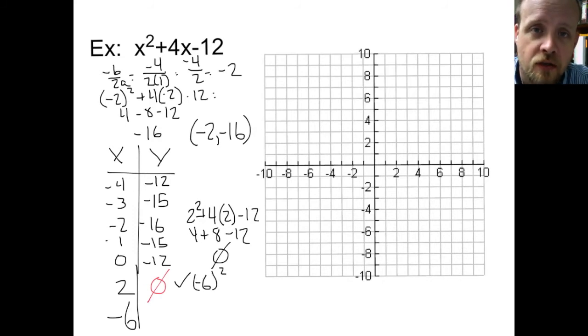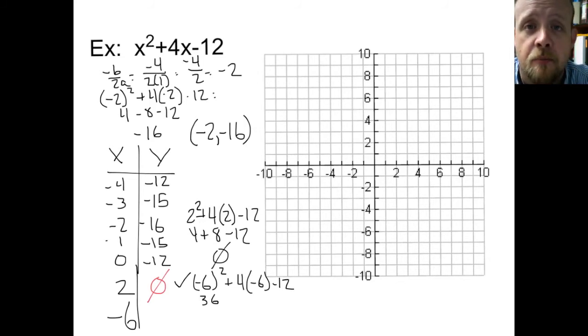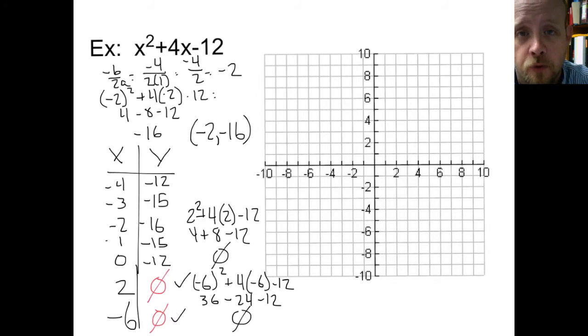Negative 6 squared plus 4 times negative 6 minus 12 gives us 36 minus 24 minus 12, which again is 0, which is again perfect. That's exactly what we're looking for.